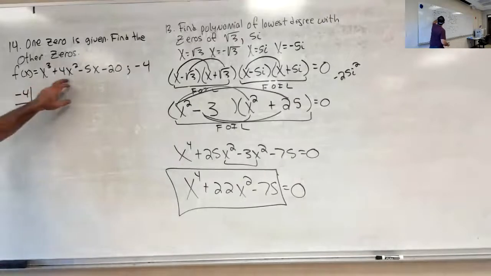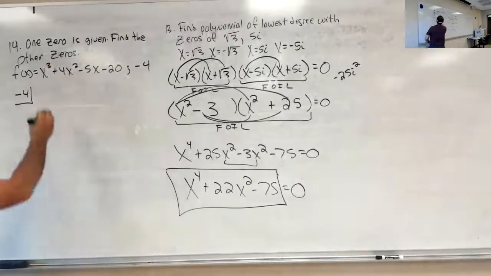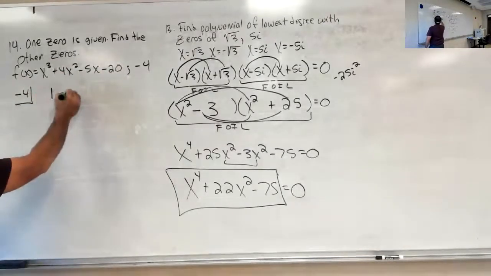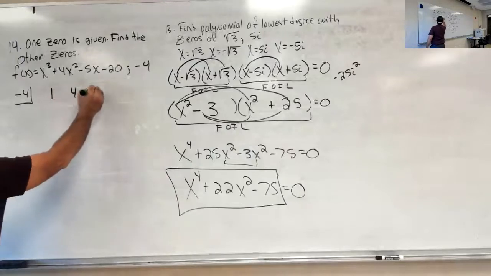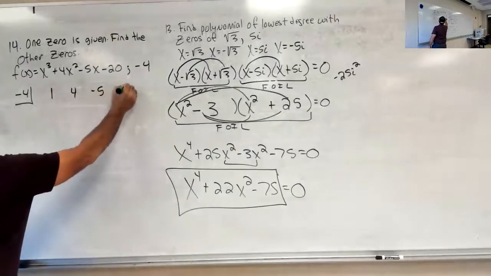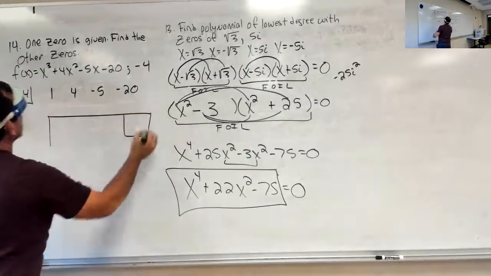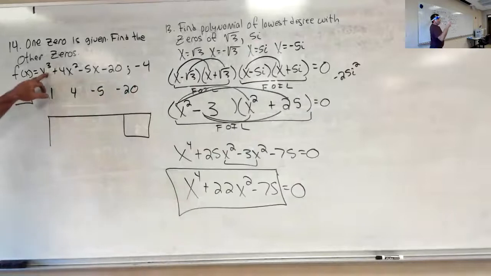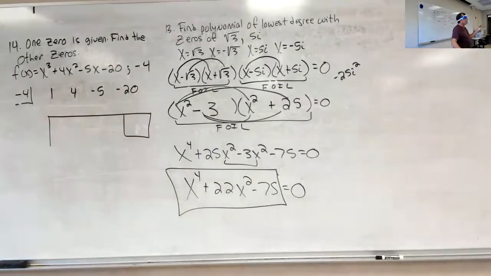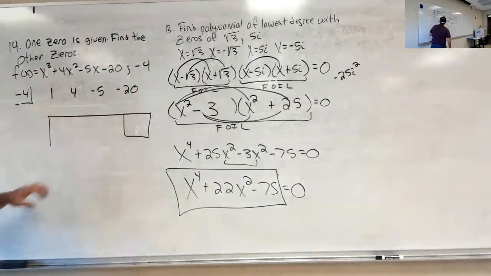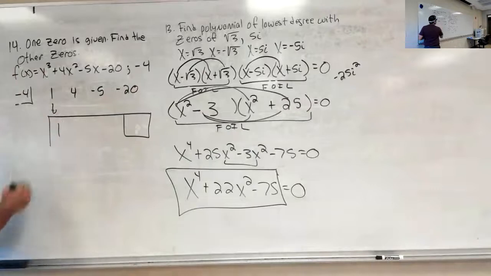Then let's see, I don't have any missing terms, so my x cubed coefficient is 1, 4 for my x squared, negative 5 for the x, negative 20. Now, since that's a degree 3, we know there's 3 zeros altogether. They're giving me 1, so I'm going to find the last 2. And remember, the last 2 zeros can always be found with the quadratic formula. We just have to get it down to 3 numbers. So first we'll bring that 1 down.